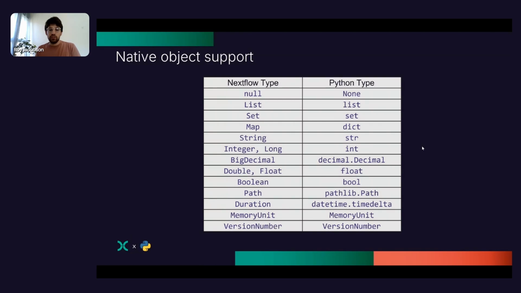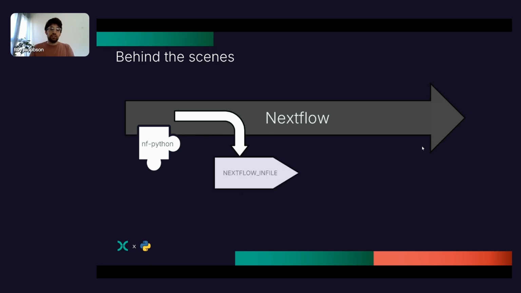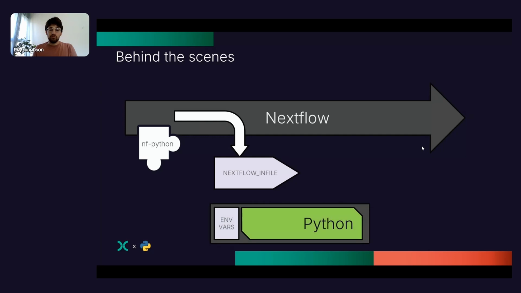So how does it all work? You have Nextflow, and then you have the NFPython plugin inside. When you call PyFunction, the NFPython plugin serializes the arguments for the Python script into a temporary file, Nextflow in file. Then it runs a Python process that will run your script, but it does it with 3 modified environment variables. The first 2 are the paths to Nextflow in file and Nextflow out file, and it also modifies the Python path to include the directory where nfpython.py is.